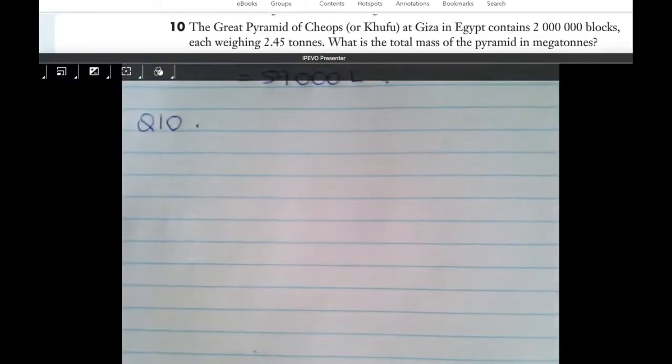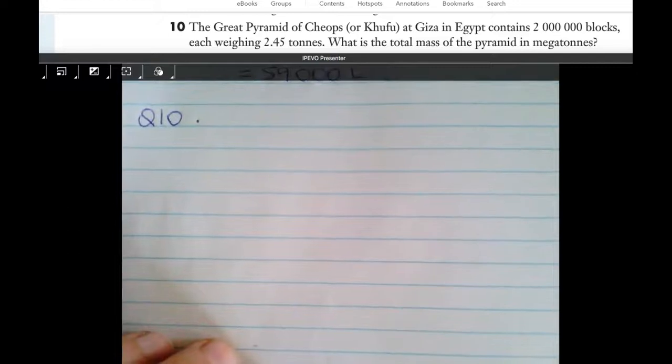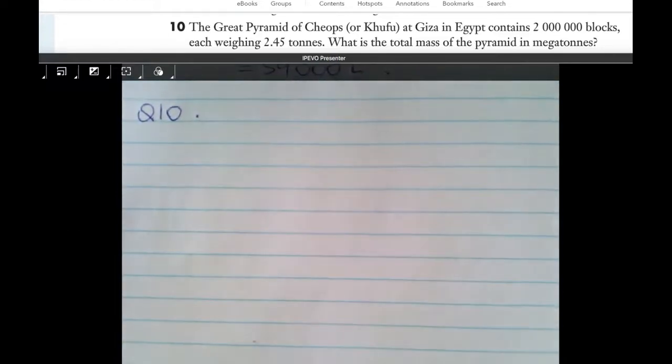Another question here. The Great Pyramid of Cheops, or Khufu, at Giza in Egypt contains 2,000 blocks, each weighing 2.45 tonnes. Now let me tell you, what does a car weigh? Do you know? A tonne. Maybe 1.5 tonne if it's an SUV. But approximately a car might be about 1,000 kilos. Bigger cars, 1,500 kilos or 1.5 tonnes. The blocks, you know those pyramids in Egypt? Each block is like a car plus SUV combined weight.